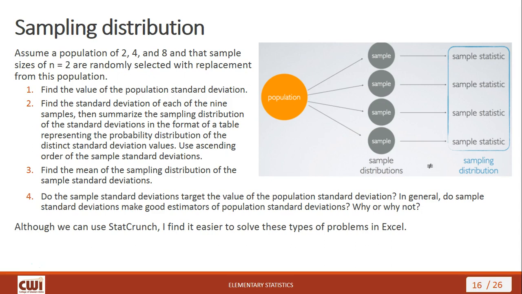3. Find the mean of the sampling distribution of the sample standard deviations. And 4. Do the sample standard deviations target the value of the population standard deviation? In general, do sample standard deviations make good estimators of population standard deviations, and why or why not?